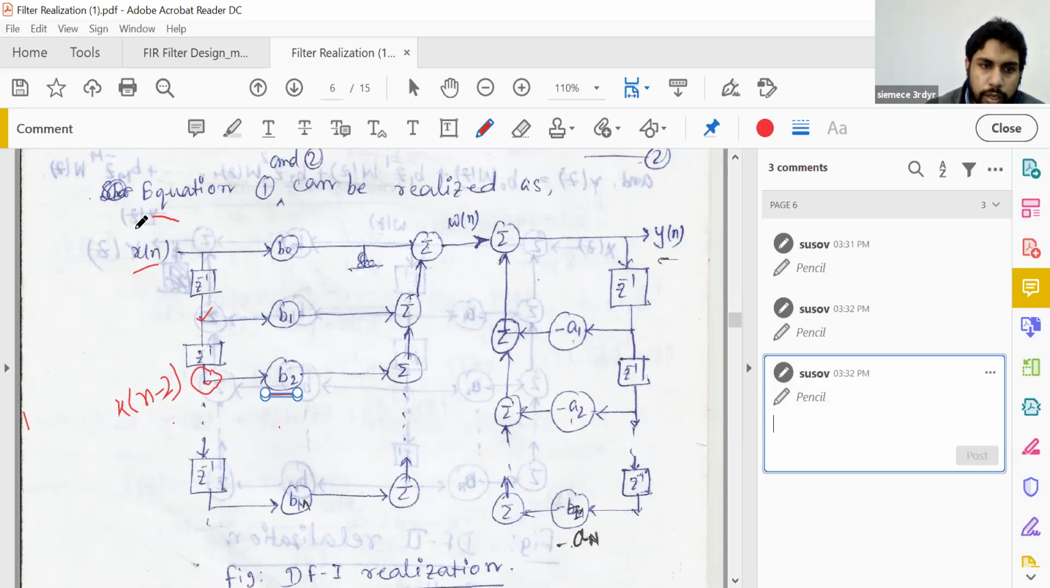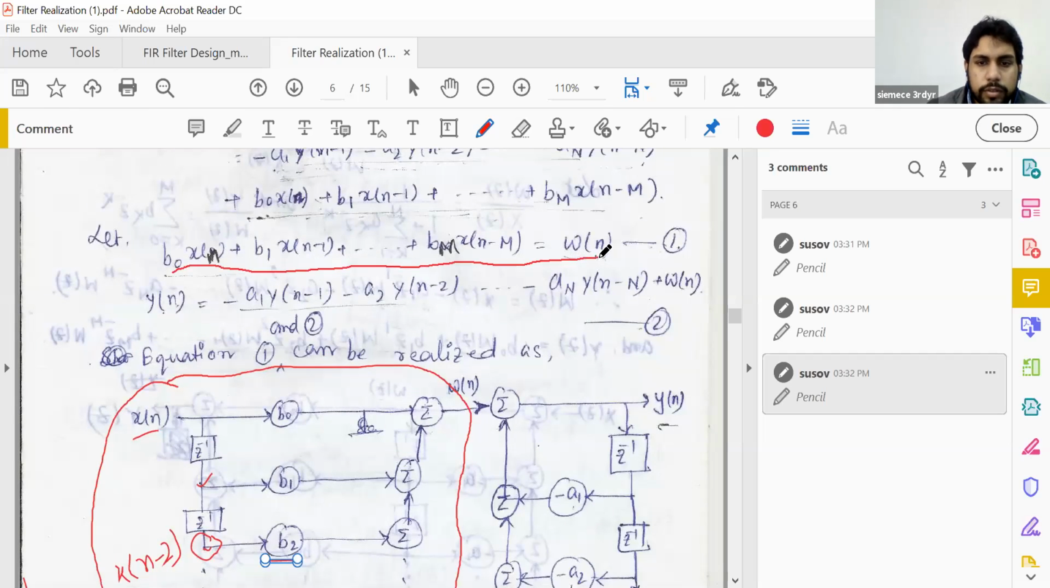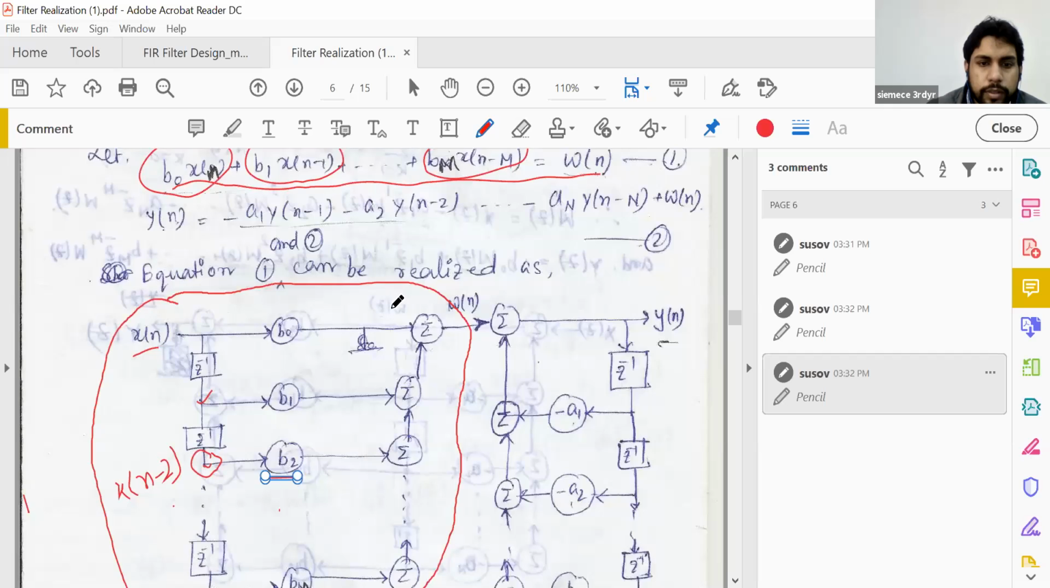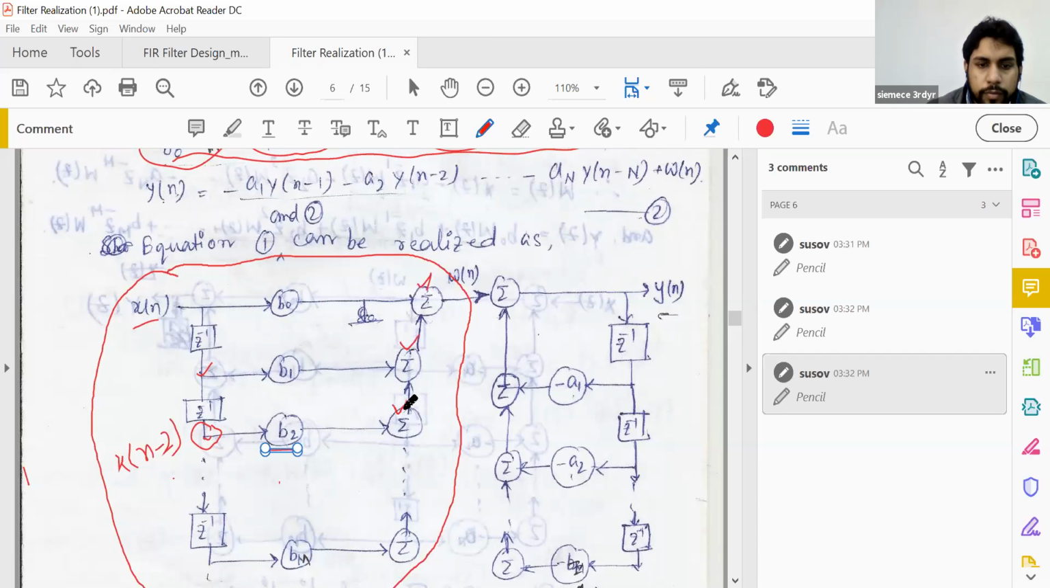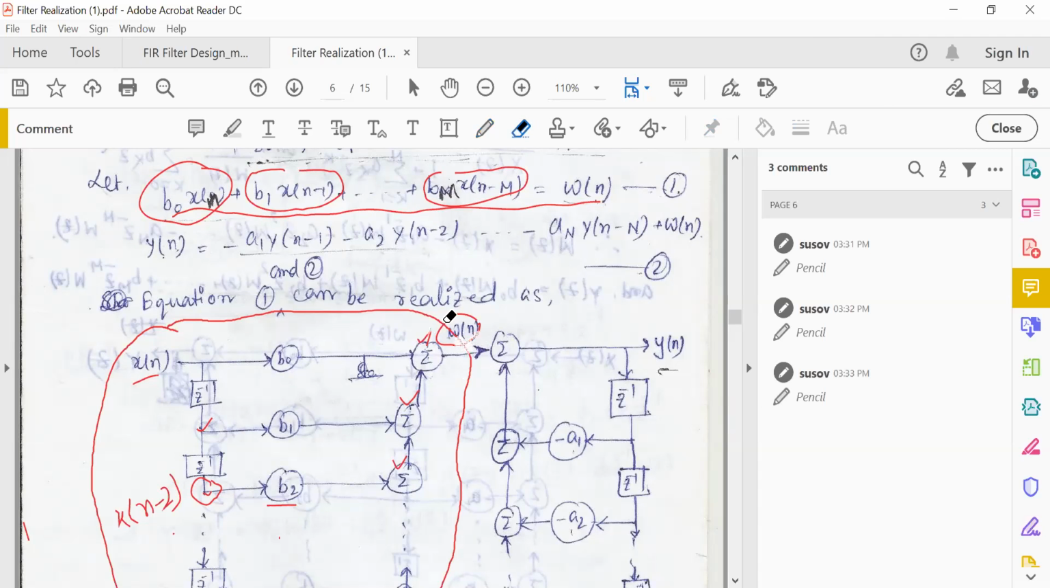So this total block, if you consider, is equation number 1. Can you see? I am getting this value, then this value, then this value, and I can add all of these. This is the summation, and that is equal to W of n. So the left hand side of this figure is basically equation number 1. Yes, so this is the value of W of n.